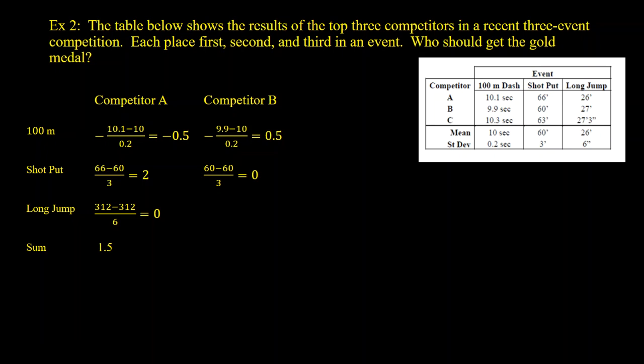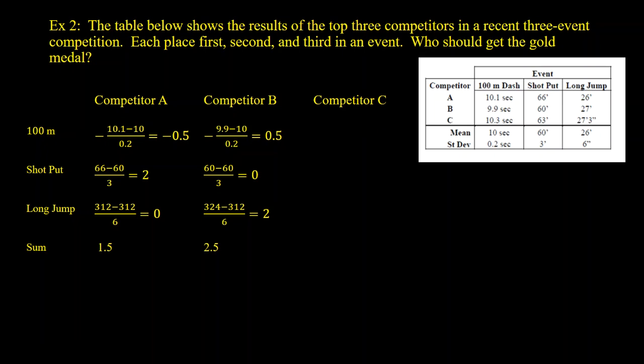Long jump. Competitor B jumped 27 feet. So we need to convert that to inches again. 26 feet was 312 inches. We're going one more foot, so this should be 324. 324 minus 312 over 6 equals 2. So when we sum these together, competitor B has a sum of 2.5. Competitor B's performance was 2.5 standard deviations above the mean. So competitor B had a more unusual performance than competitor A, largely because of the long jump.